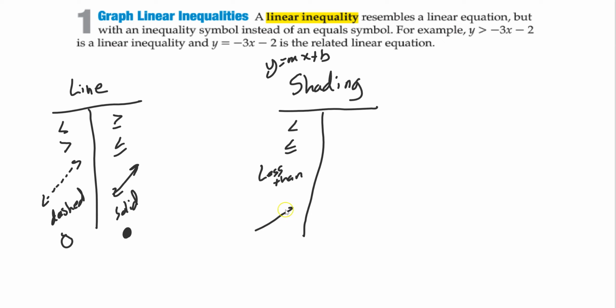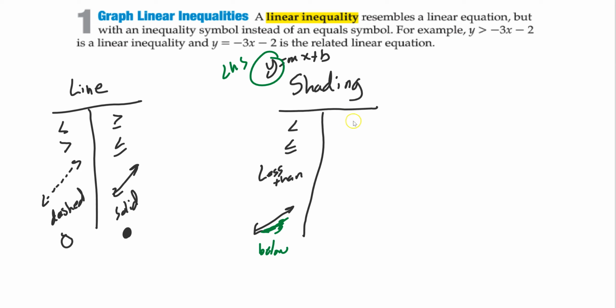I give you a line and I say I want you to shade less than it. Well, then it's just natural. Less than the line would be below the line. So you shade below. Again, this only works when it's in proper notation, where the y variable is on the left hand side. So it only works in proper notation.